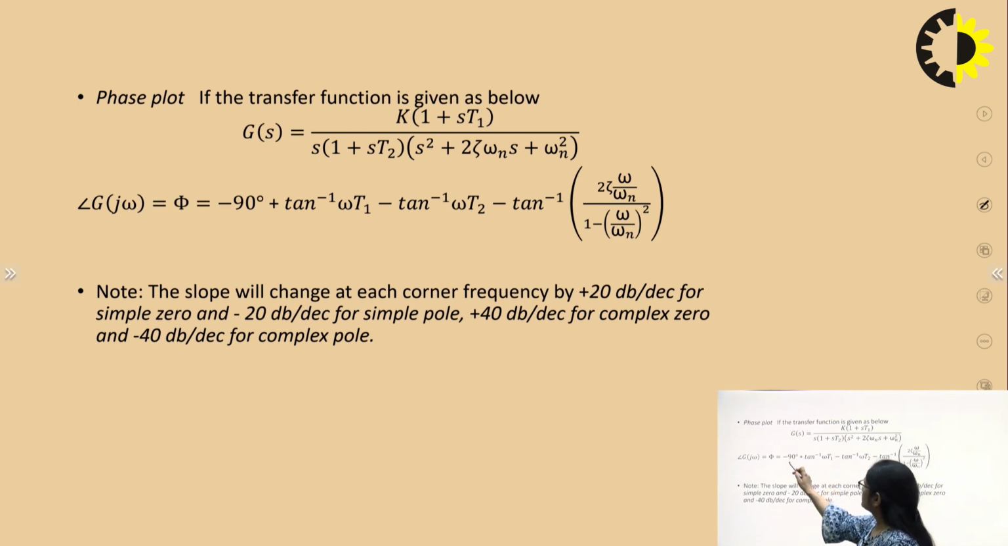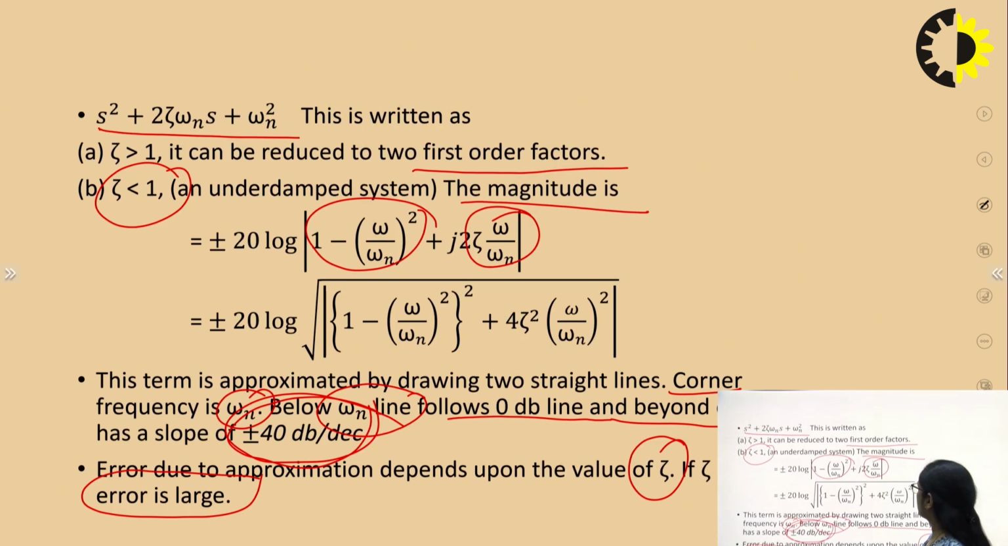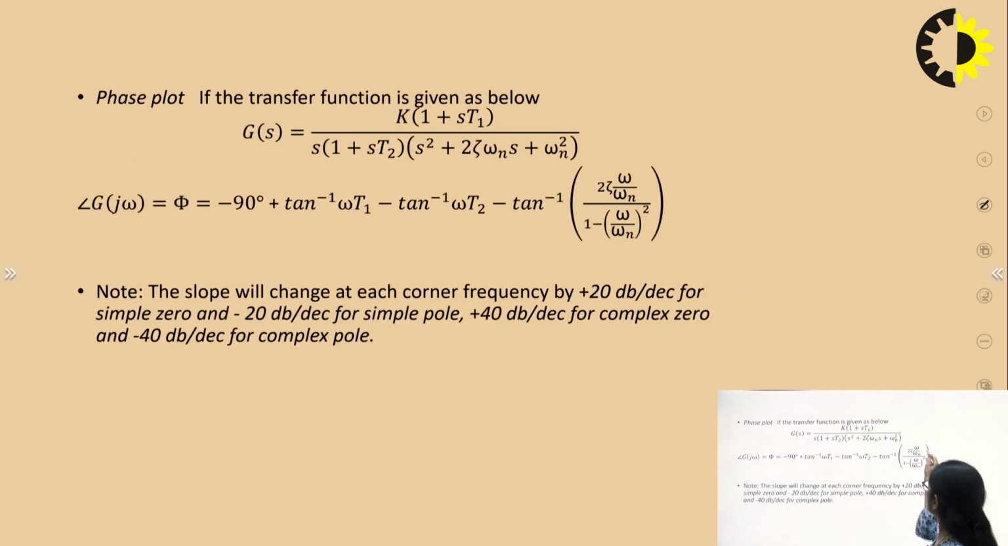For this, when we substitute s equal to j omega, the phase becomes minus 90 degrees plus tan inverse omega t1 minus tan inverse omega t2 minus tan inverse. This is for the second order system. As we can see, this is the real term and this is the imaginary term. So, that is what has been mentioned here. This is the point which should be considered when you construct a Bode plot.